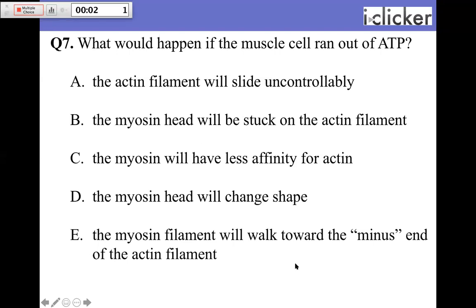The process that we're just looking at is the myosin head binds ATP, it hydrolyzes ATP, and then it releases those products of the hydrolysis, all of those individual shape changes resulting from interaction with ATP. So what happens if the muscle cells run out of ATP?